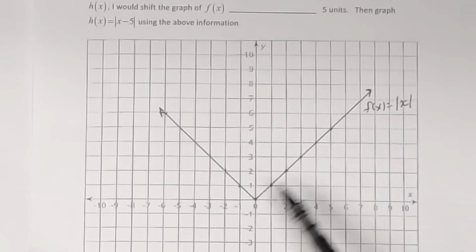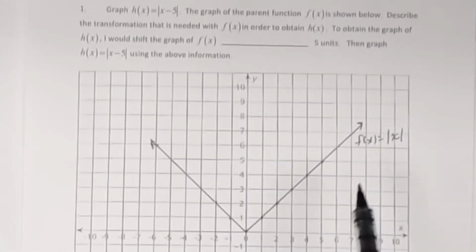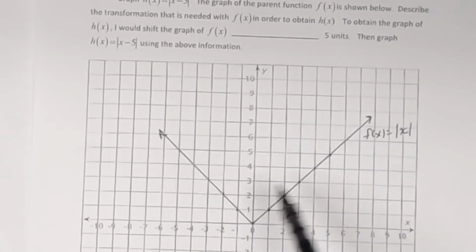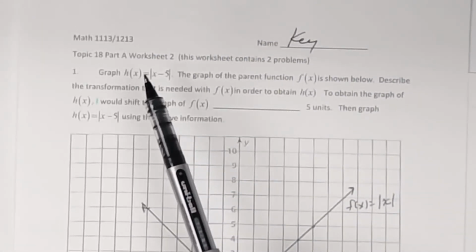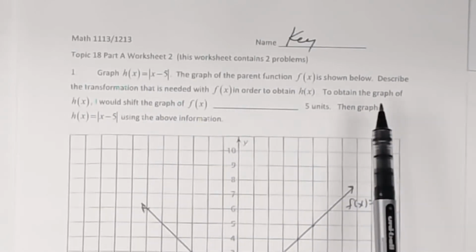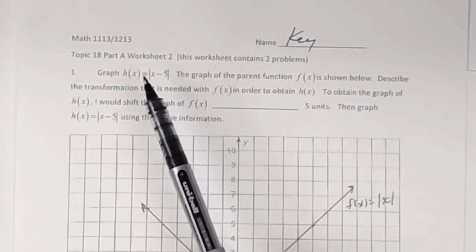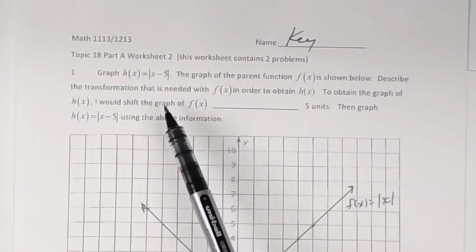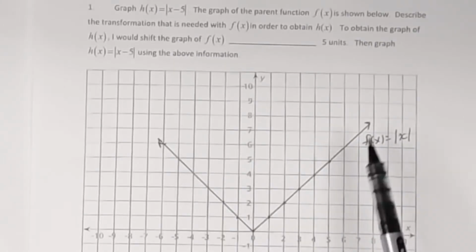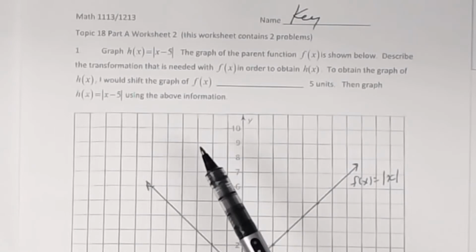All right, so there's your parent function. There's the graph of the parent function. And you want to describe the transformation that is needed. So what do I need to do to f of x to get h of x? I kind of started out for you. It says to obtain the graph of h of x, you would shift the graph of f of x blank 5 units. All right. So you see where that 5 units is coming from?